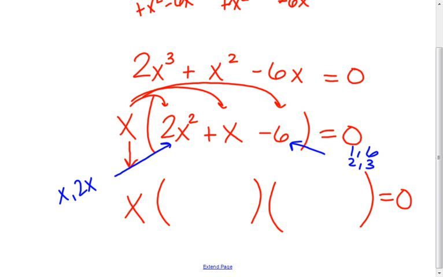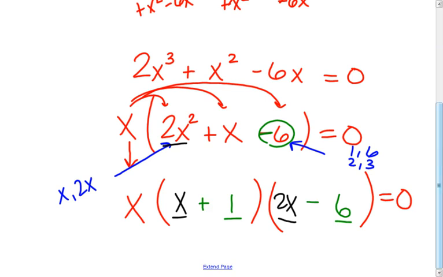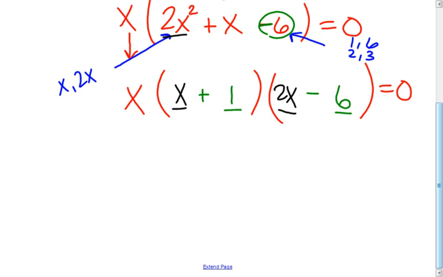Okay, so here we go. I'm going to start with my front. My two fronts, here and here, have to make 2x squared. I only have one choice, x and 2x. My two backs have to make my back, so I will start with 1 and 6. If it's a negative back here, then you need to have one of each. And I will see if this works.